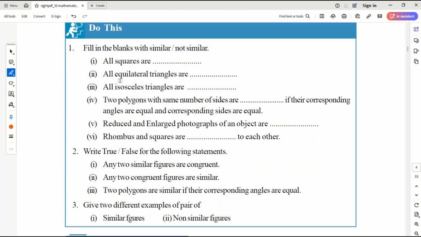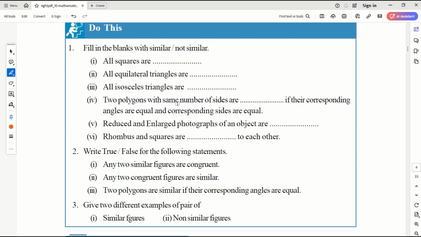Now let's see this section. Fill in the blanks with similar or not similar. All squares are similar because they meet the criteria of same angles as well as same ratio of corresponding sides. All equilateral triangles are similar, same reason. All isosceles triangles are not similar because angles can change.